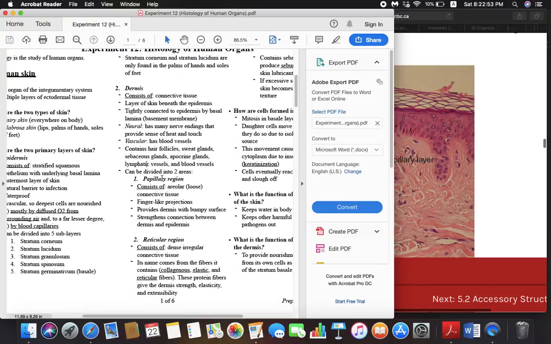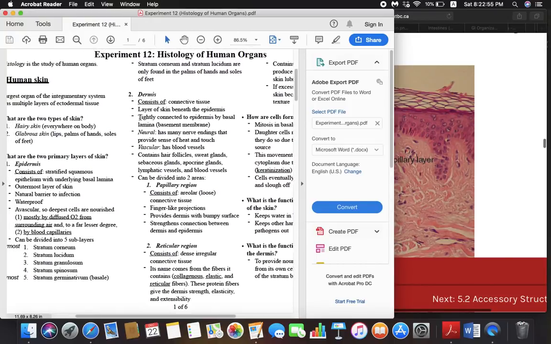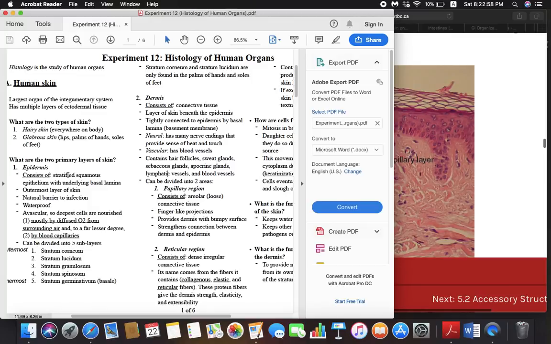Moving on to the dermis, which is the second layer of the skin, we need to know that, in contrast to the epidermis, which consists of stratified squamous epithelium, the dermis consists of connective tissue. It's basically the layer of the skin beneath the epidermis, tightly connected to the epidermis via the basement membrane or the basal lamina. We need to know that it's neural, meaning that it has many nerve endings that provide sense of heat and touch, and that it's vascular. It has blood vessels. Here, the epidermis is avascular. It does not have blood vessels, but the dermis itself is vascular.